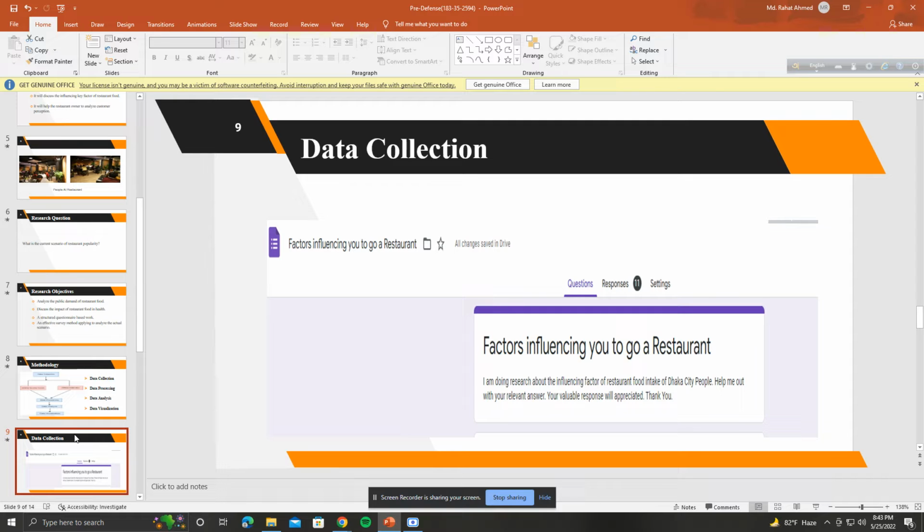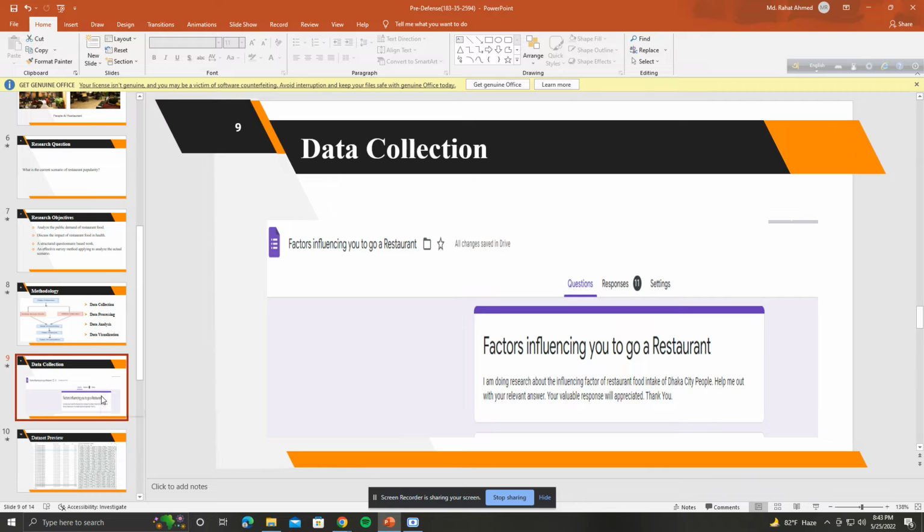Here is some sample of data collection. Currently, I made an online survey form, and I am starting to collect data from people.